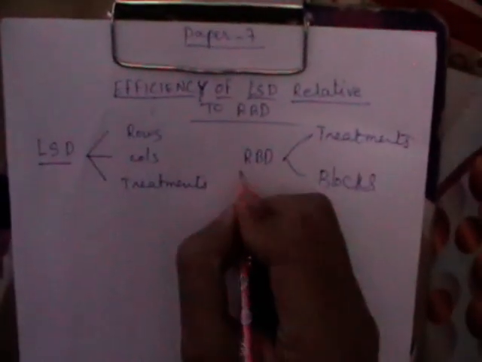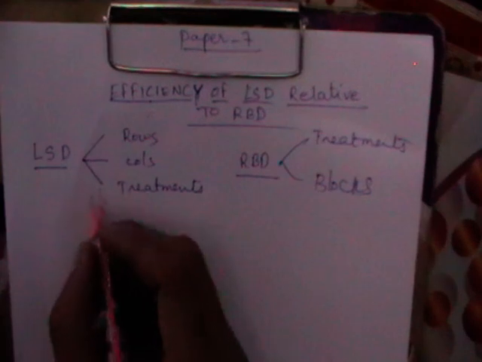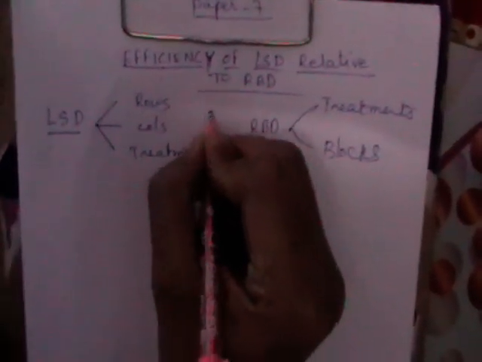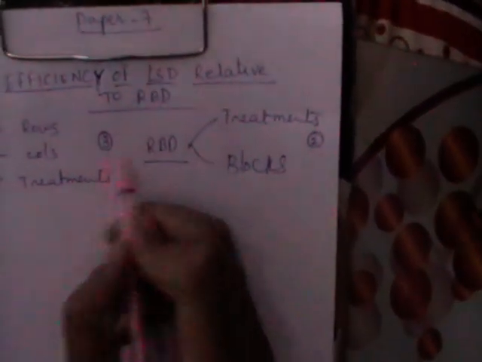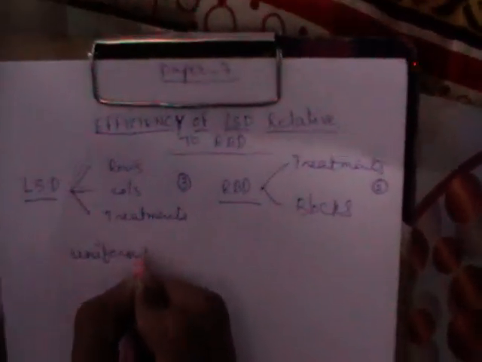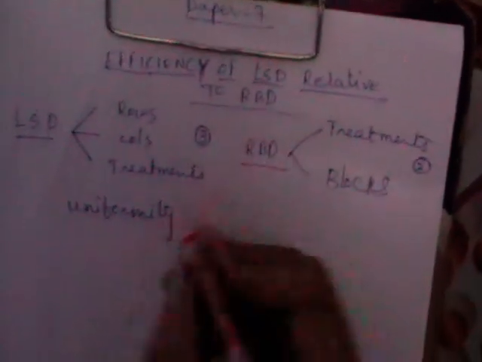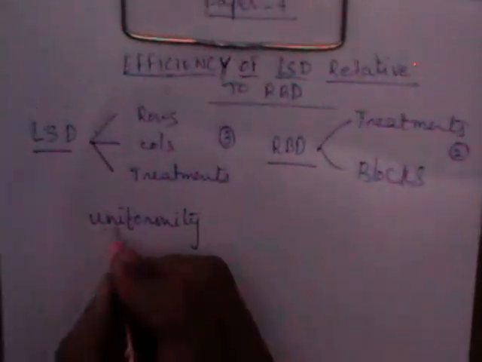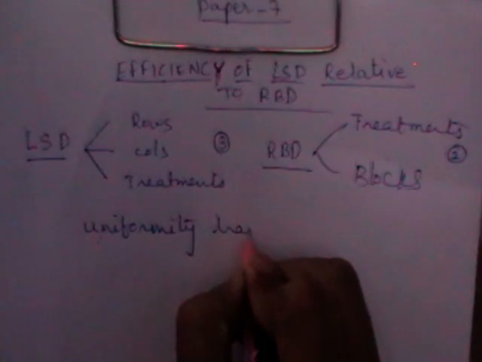So to compare efficiency, we should compare LSD with RBD and find out which one is more efficient. If you observe here, we have three factors here and two factors here. We cannot directly compare these two and we cannot directly find out the efficiency. First, we are going to apply the uniformity of the trials. Already we have discussed efficiency of RBD or LSD. In similar fashion, we are going to apply uniformity trials.